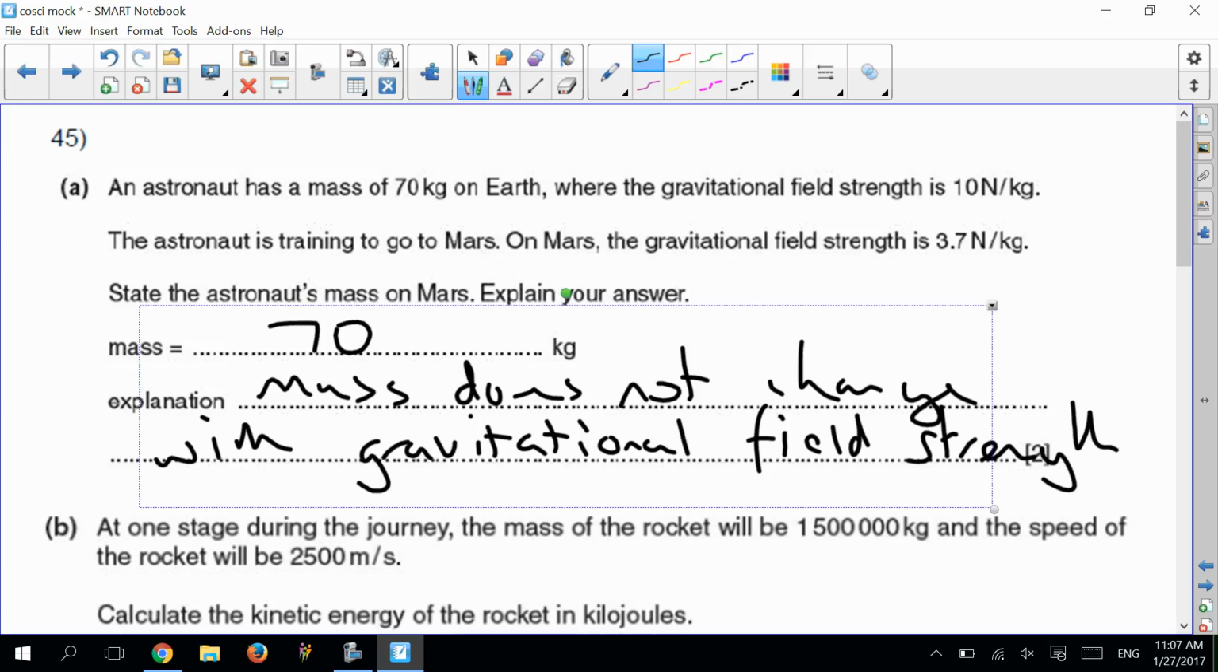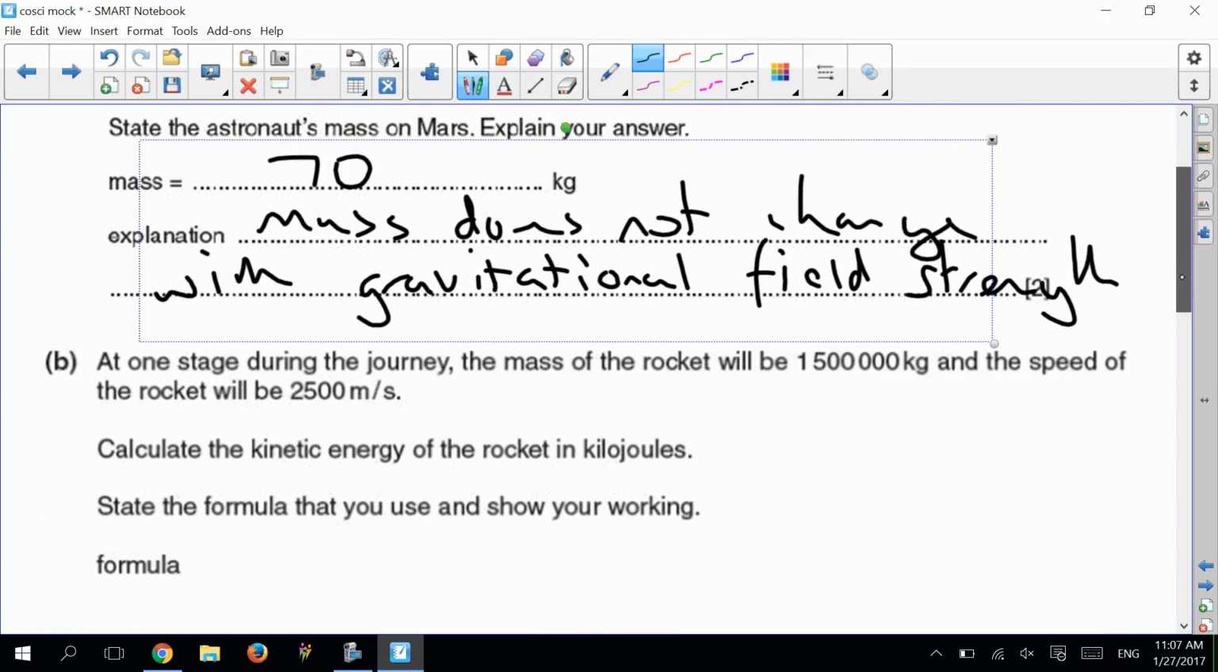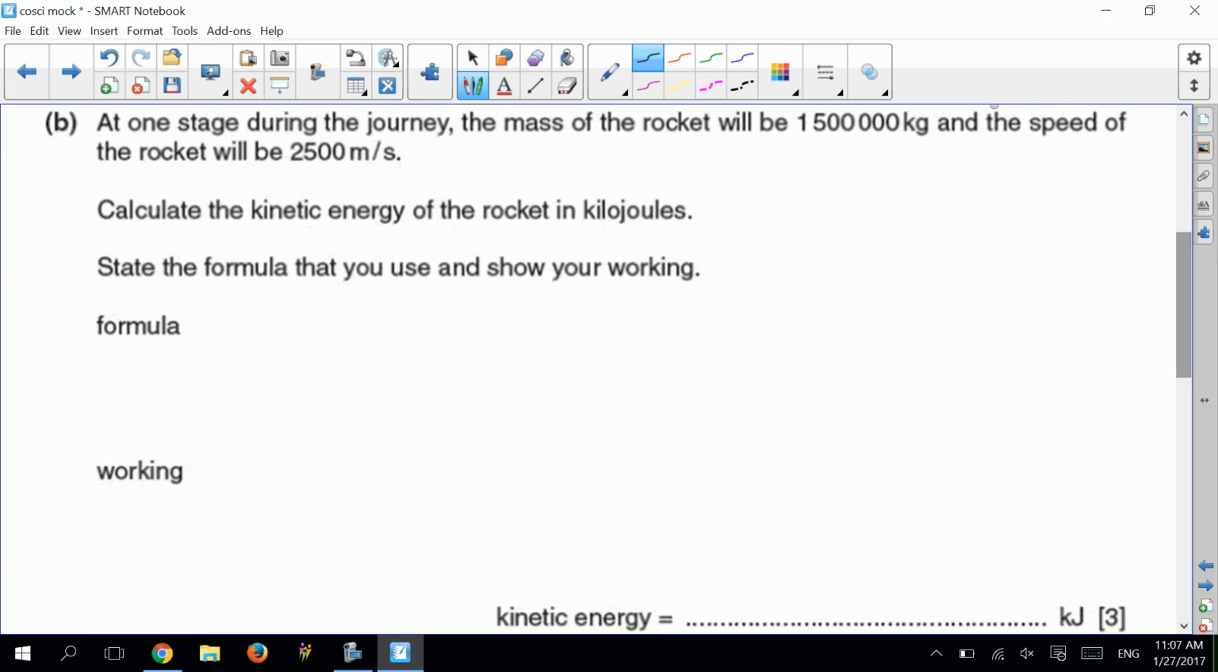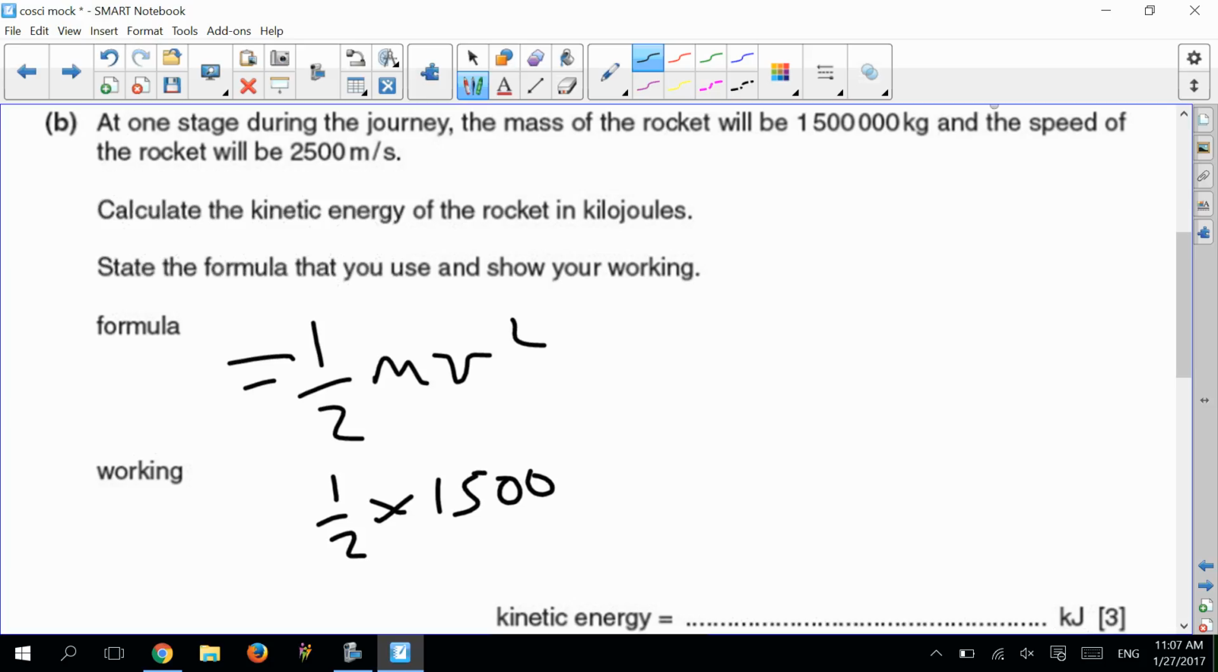Okay. At one stage during the journey, the mass of the rocket will be 1.5 million, and the speed of the rocket will be 2,500 meters per second. Calculate the kinetic energy of the rocket in kilojoules. State the formula that you're using and show your working. So the formula you're using is a half mv squared. Our working is going to be a half times 150,000,000 times by v squared, so 2,500 squared.